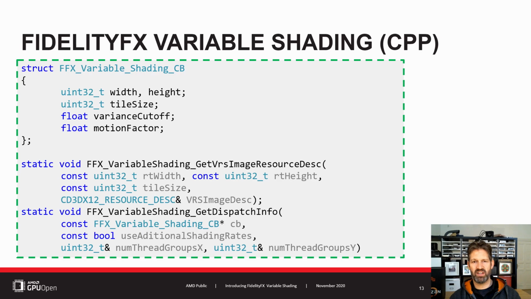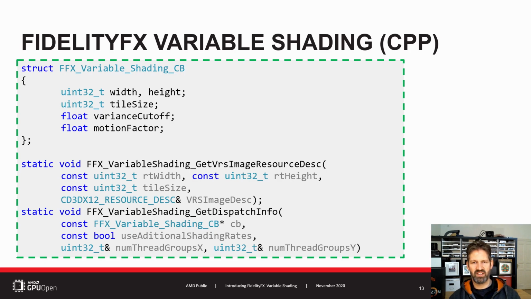The constant buffer contains width and height of the back buffer, the tile size of the hardware and two parameters. The first one is variance cutoff. It defines a threshold at which luminance variance within a tile is deemed acceptable to use reduced shading rate. The second one is motion factor, which defines how strongly the length of a motion vector should affect the shading rate being used. The first function, divide rounding up, is just an internal helper function which does what it says.